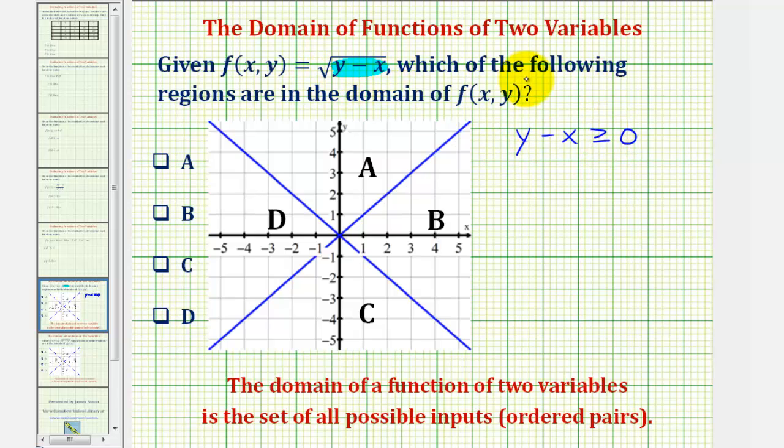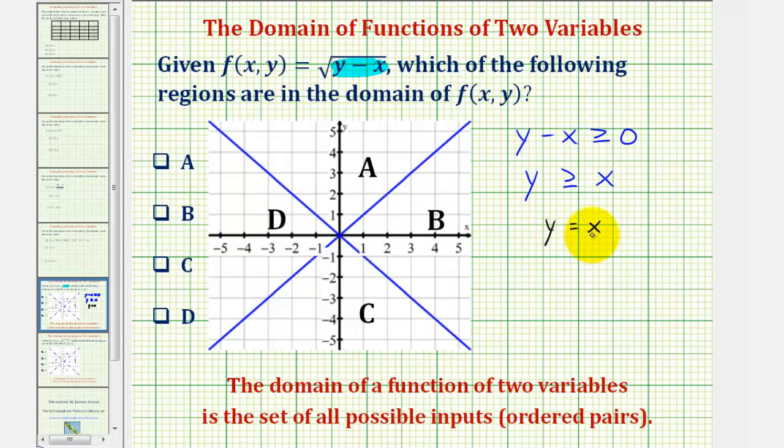So to solve this for y, we would add x to both sides, giving us y is greater than or equal to x. So if we graph this linear inequality on the two-dimensional coordinate plane, we'll know the region that forms the domain of f of x comma y. So first we'll graph the line y equals x, and then we'll determine where to shade.